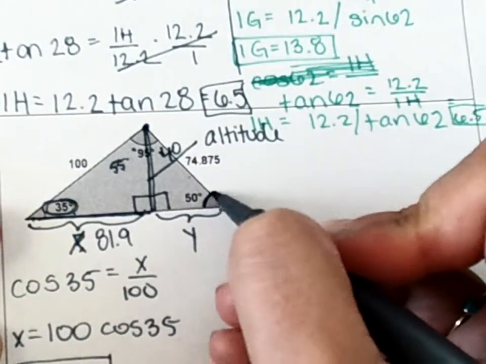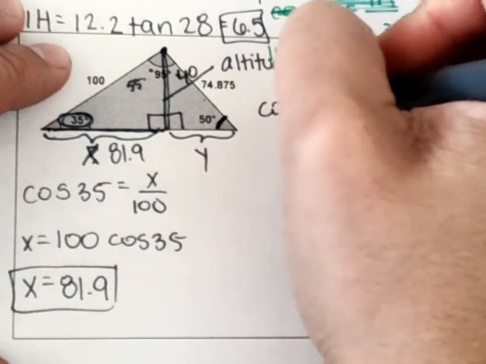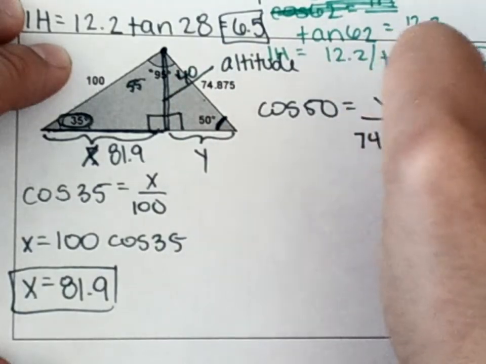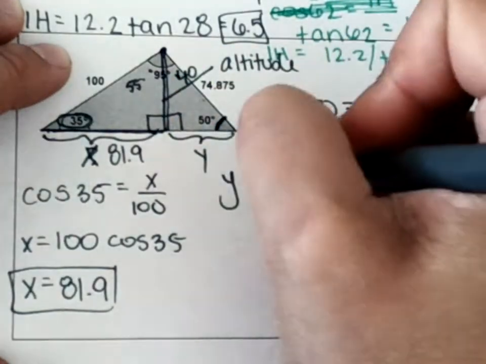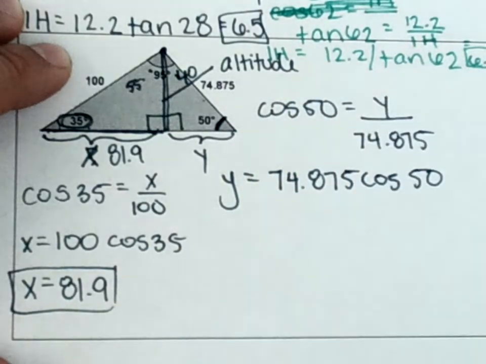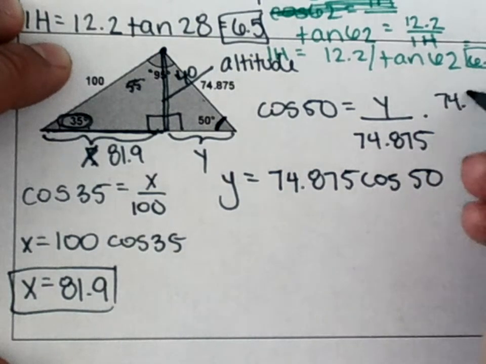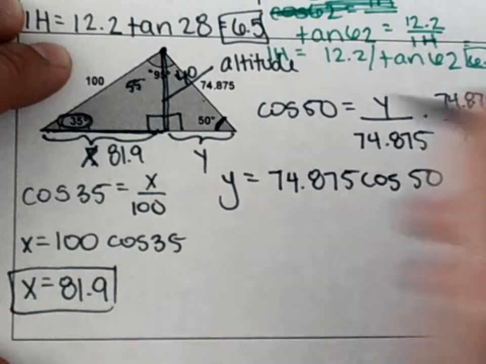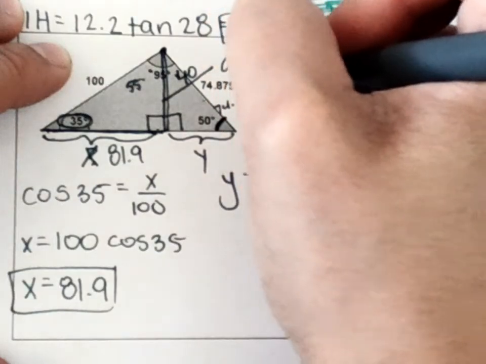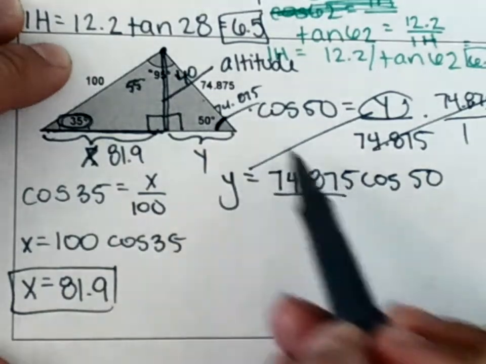I'm going to use 50 degrees, and I'm going to use cosine again. So we have cosine of 50 degrees is equal to y over our hypotenuse, which is 74.875, which after we solve would become 74.875 cosine of 50. In both of these cases, I'm multiplying by the denominator. That's how I get what I do down here, so multiply by 74.875. That's how I'm getting y equals this times this.